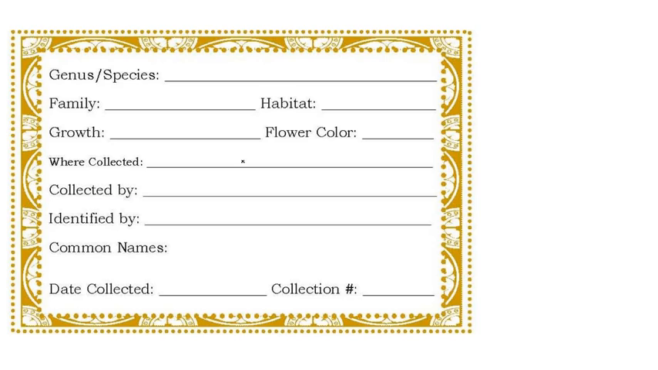Once we mount a plant on the sheet, we give it a label. We write the genus or species, family, habitat, growth, flower color. Growth means which stage it is in. We also write where it was collected from, who collected it, who identified it, the common names by which it is called locally in that area or some nearby areas, and the date of collection.